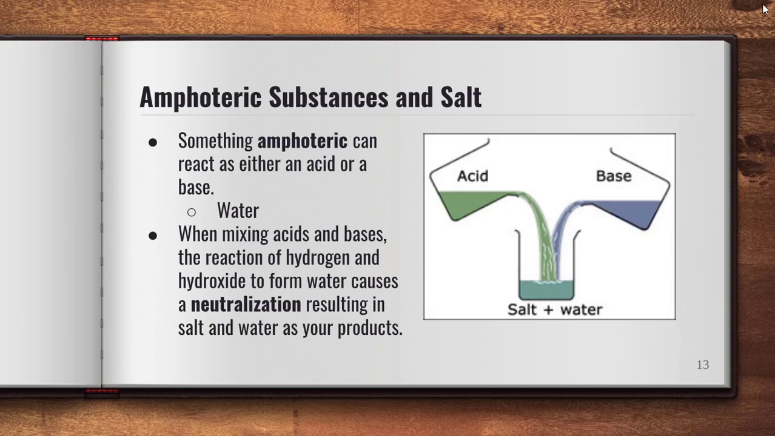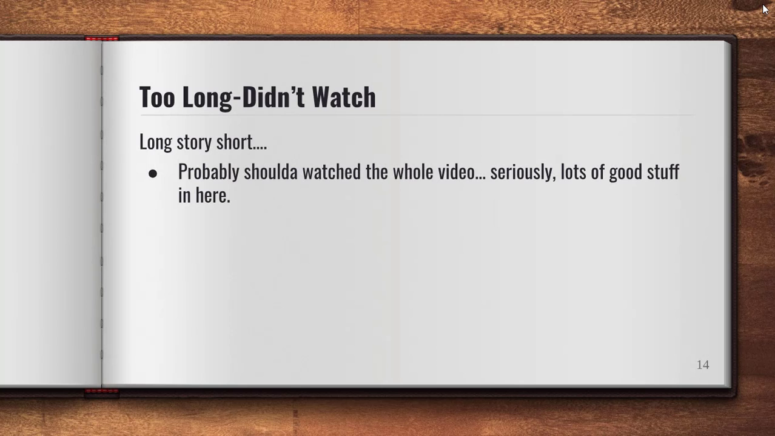Now, when mixing acids and bases, the reaction of hydrogen and hydroxide to form water causes neutralization, resulting in salt and water as your products. So when you mix an acid and a base, you get salt and water. It's just the nature of it. We'll do a couple of chemical reactions with that a little later on, but you mix an acid and a base, they react with one another, and they produce a salt compound and water.